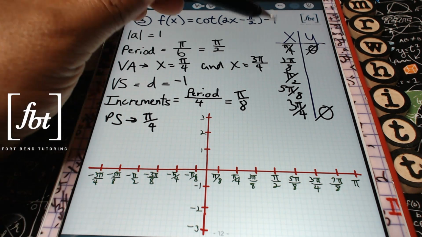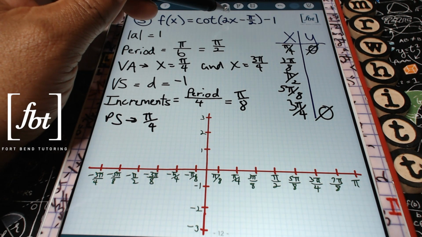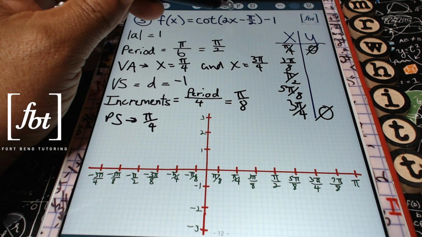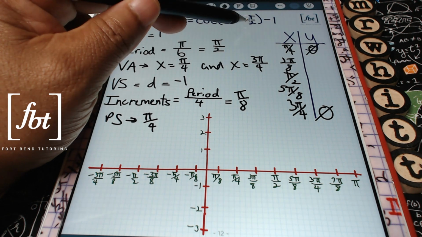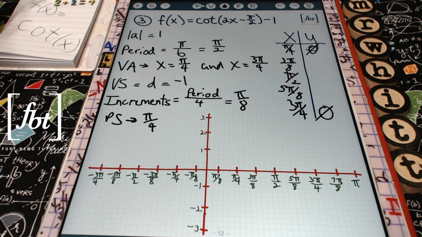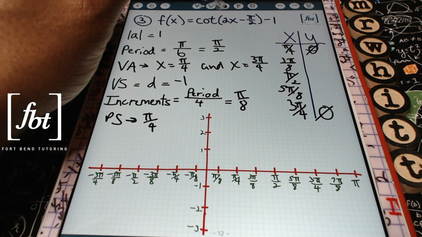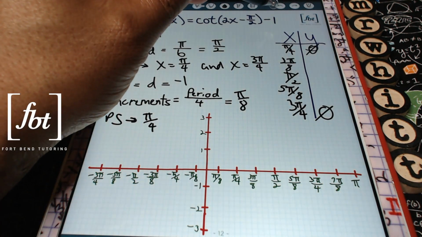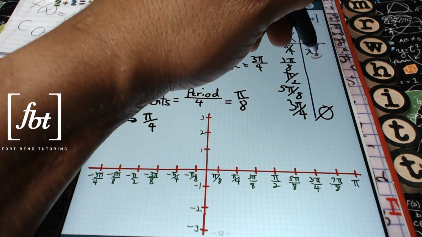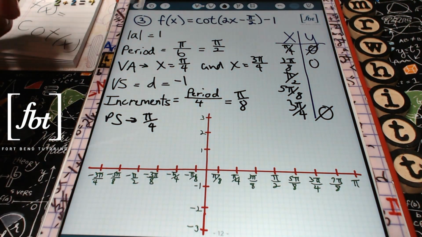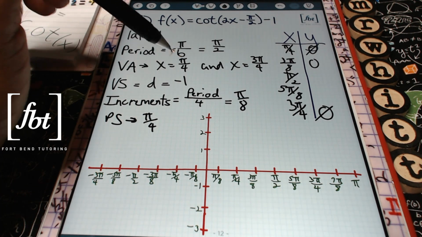However, we can begin with 3 pi over 8. So 2 times 3 pi over 8 is going to give you 3 pi over 4. And then 3 pi over 4 minus 2 pi over 4 is pi over 4. And cotangent at pi over 4 is 1. However, this time we need to also subtract 1 from that value. So 1 minus 1 gives us a result of 0. Remember, there is a vertical shift down 1 unit.